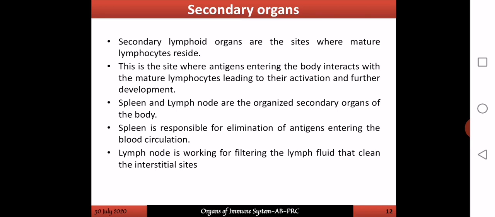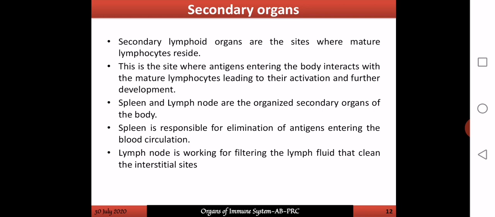And from the blood circulation, these cells will migrate into the specialized organs, which are what we call the secondary organs. So these secondary organs are actually a collection of mature lymphocytes and other immune cells. They are ready to attack a foreign substance if it enters that particular site. Clear? So how do they perform their function? That's what we are going to see.